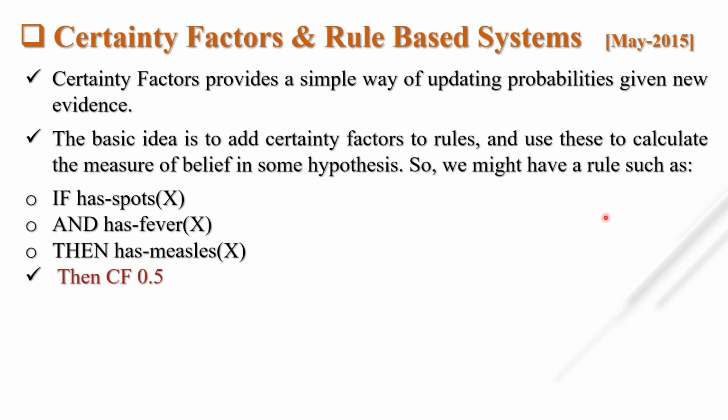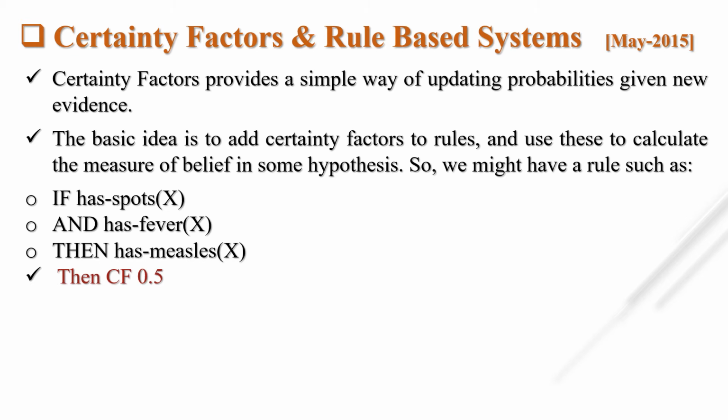So we might have a rule such as: if X has a spot and X has a fever, then X has measles. Measles mainly occurs in children. It is a simple disease which causes fever and spots on the body. So the certainty factor is 0.5, because most children who have measles have spots on the body and also have fever. So then a doctor can easily predict that it may be measles. The certainty factor is 0.5 because it is not completely true that it is measles.